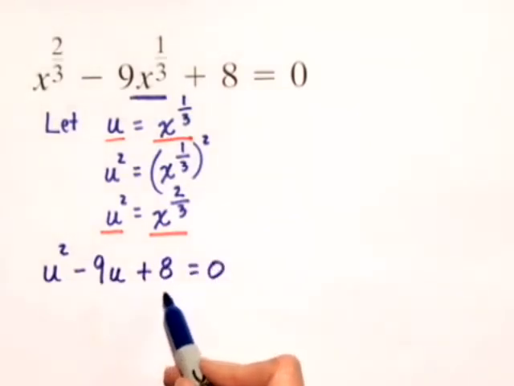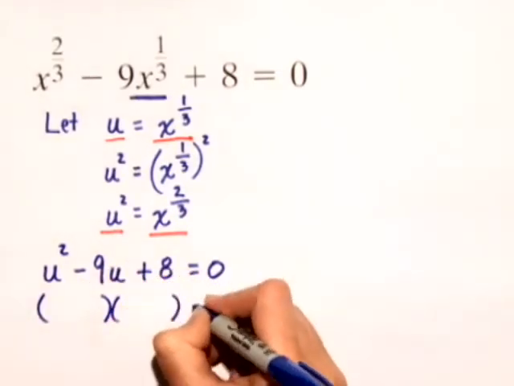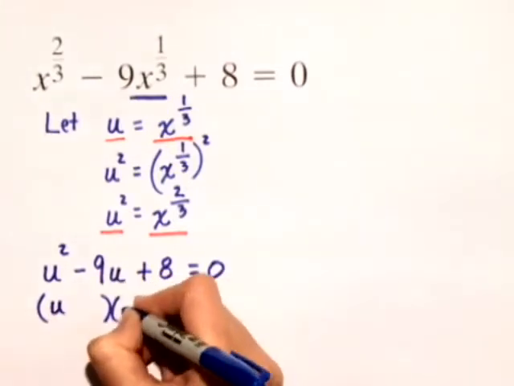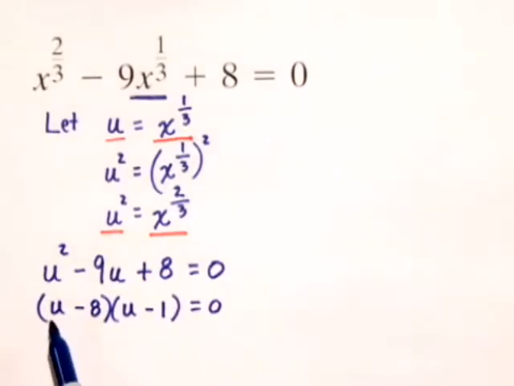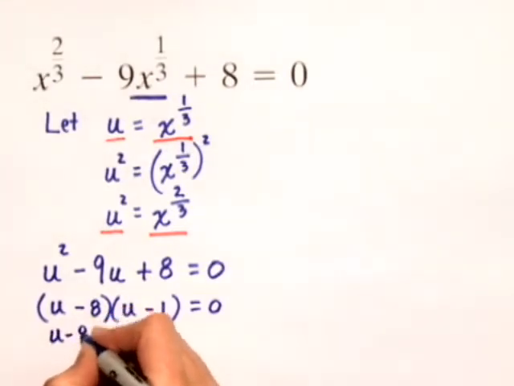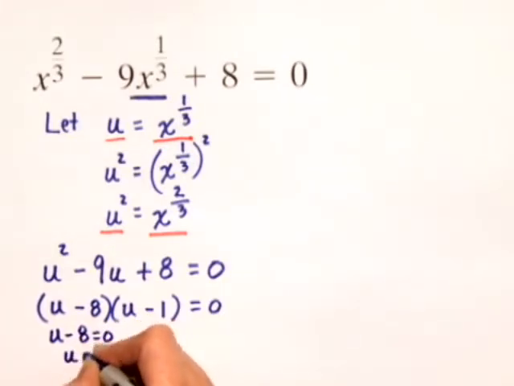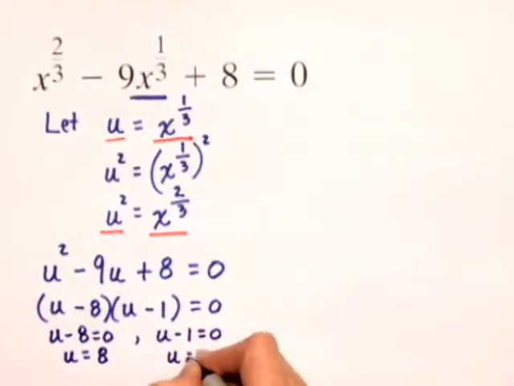Now, this does look like a quadratic equation. We can solve this by factoring. We'll set up our parentheses, and I'll have a u, it looks like minus 8 and minus 1 will work just fine. And if we check that, it sure does work. So we factored it correctly as u minus 8 times u minus 1 is equal to 0. Now let's set each factor equal to 0. If we set u minus 8 equal to 0, we get u is equal to 8. If we set u minus 1 equal to 0, we get u is equal to 1.